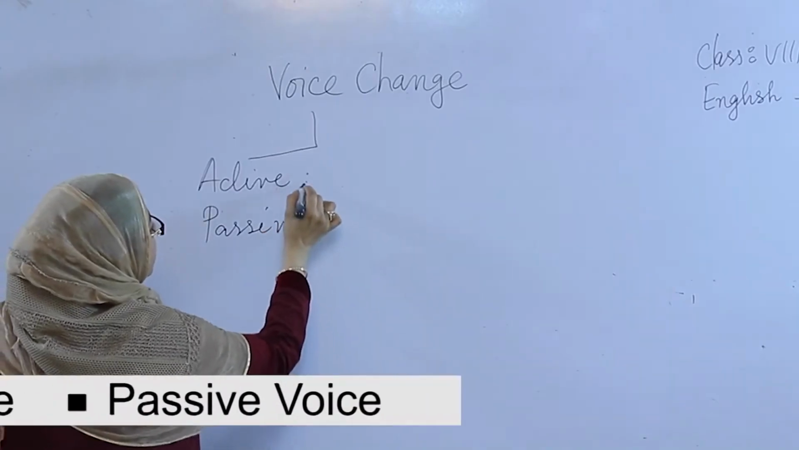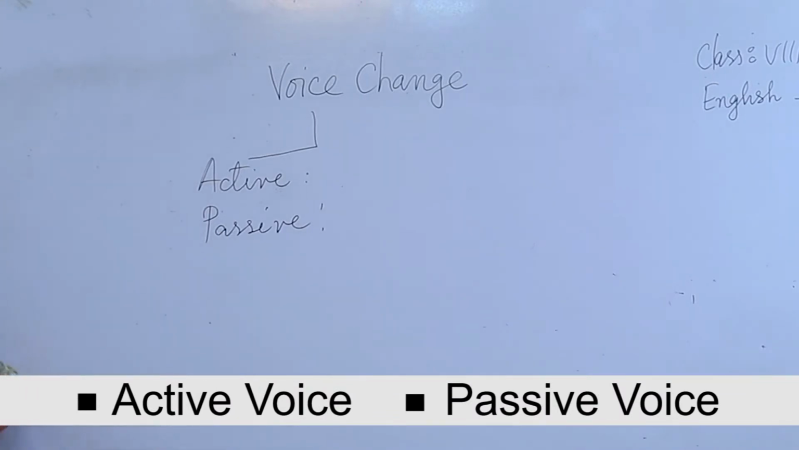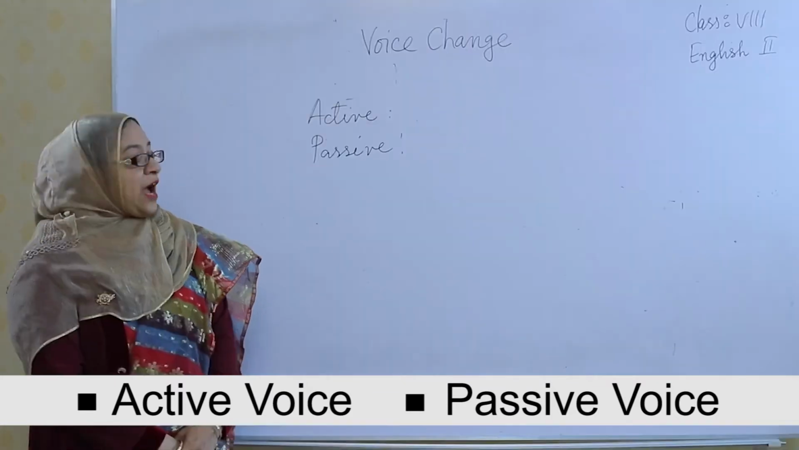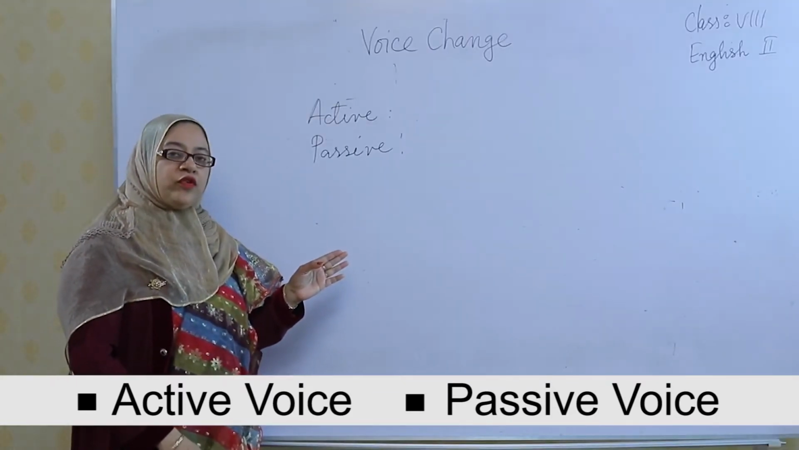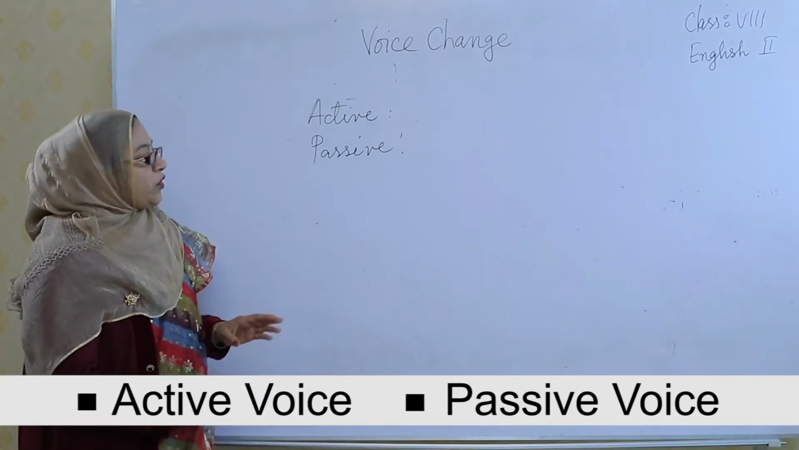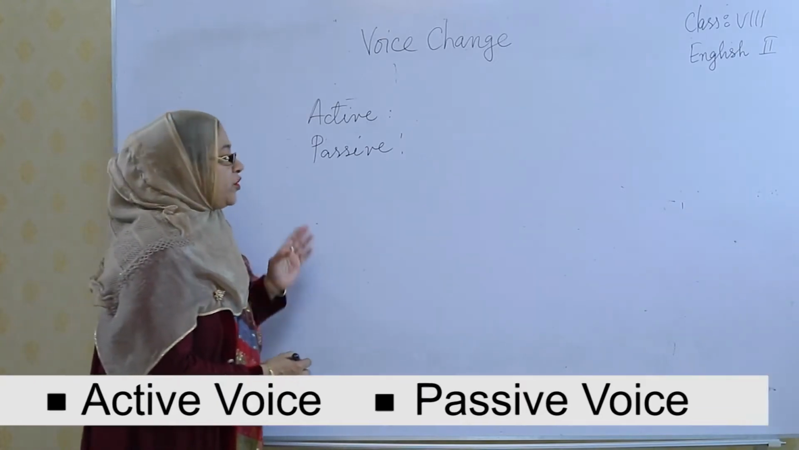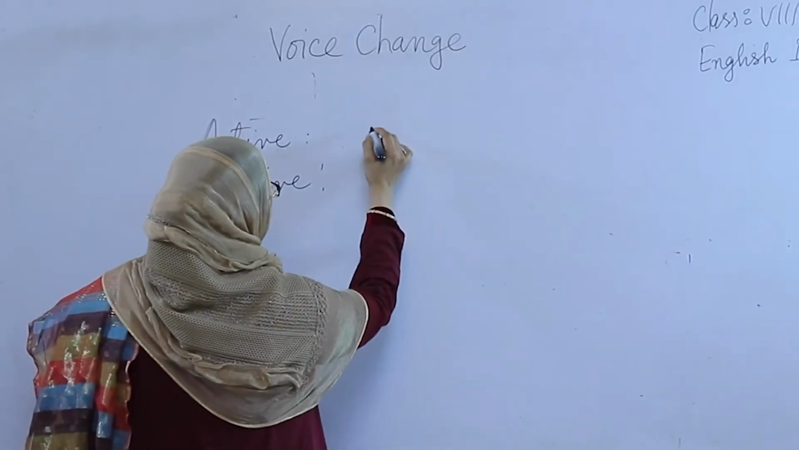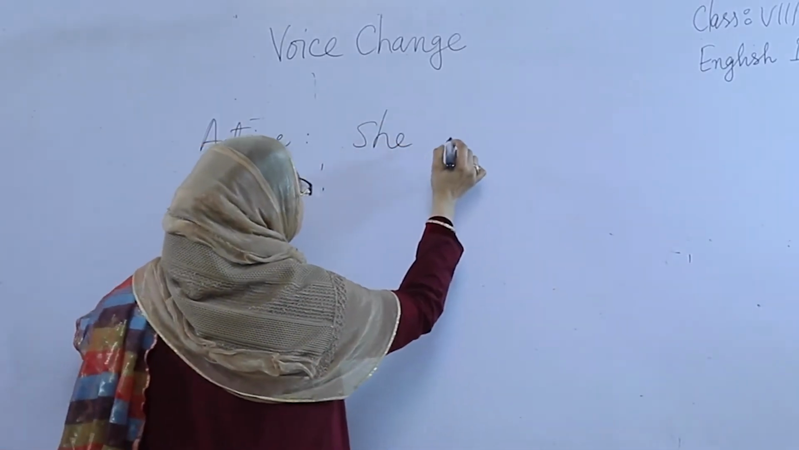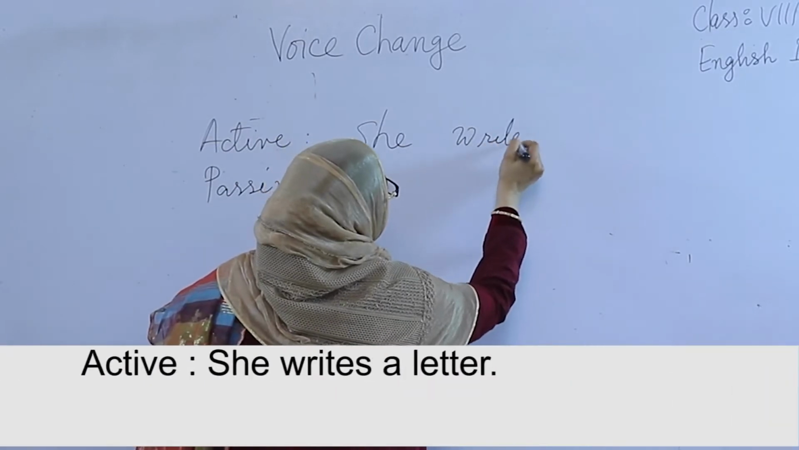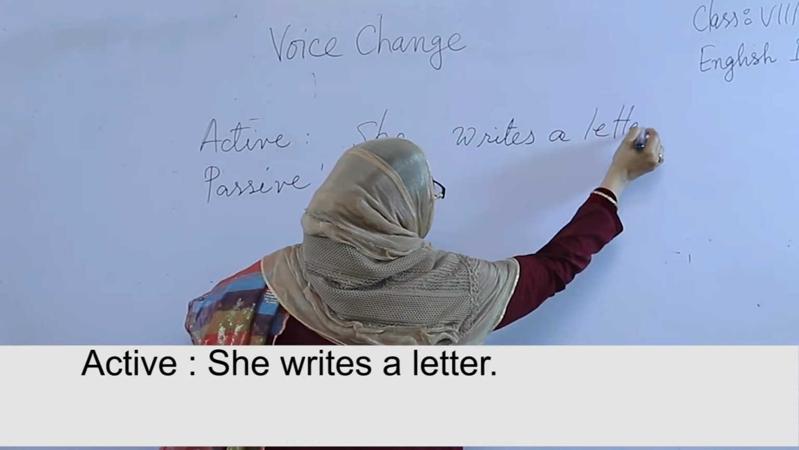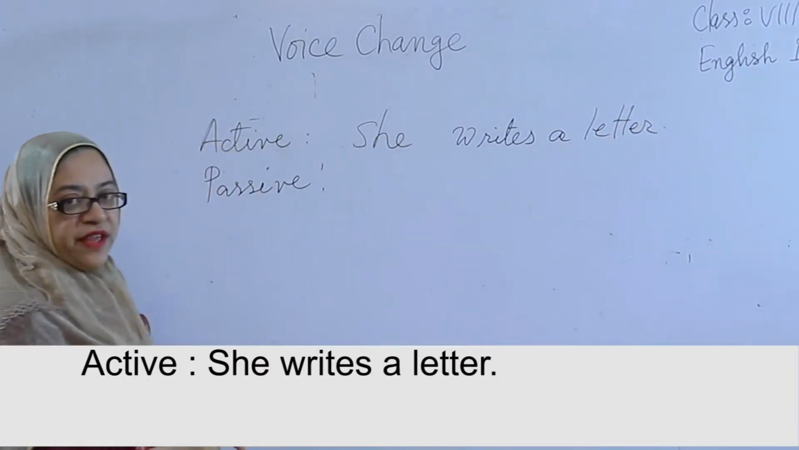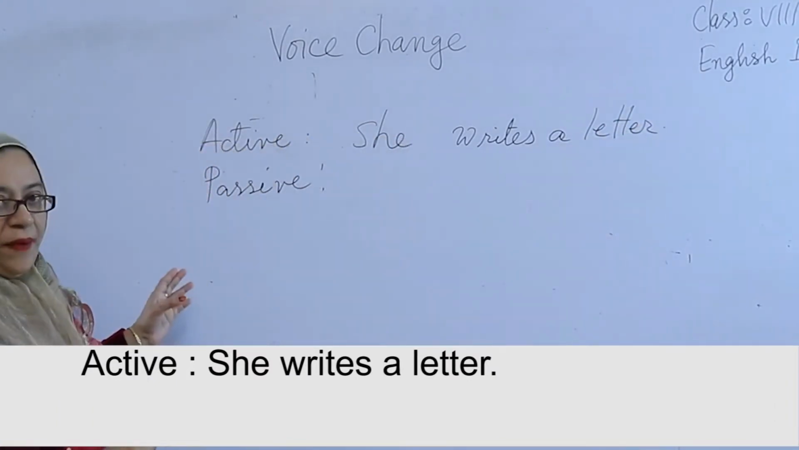All of you know that there are two types of voice, active voice and passive voice. Today we will learn how to change from active to passive and also passive to active. So I will write some sentences. Look at the board. This is an assertive sentence. I will turn it into passive.